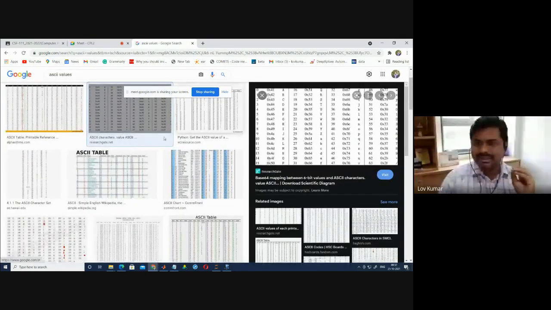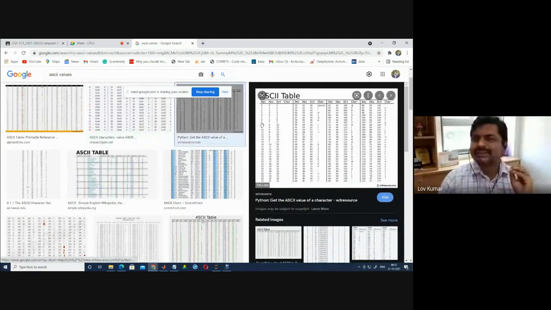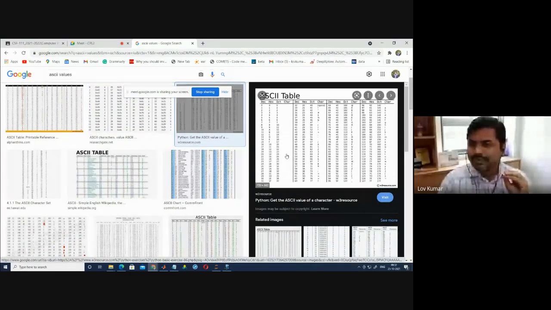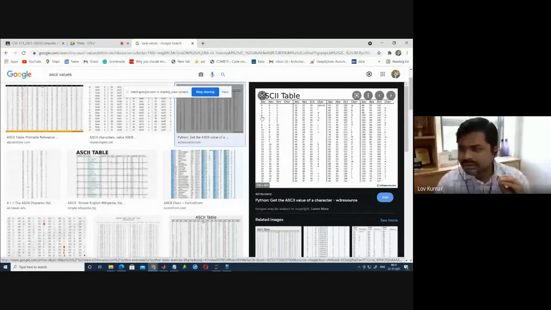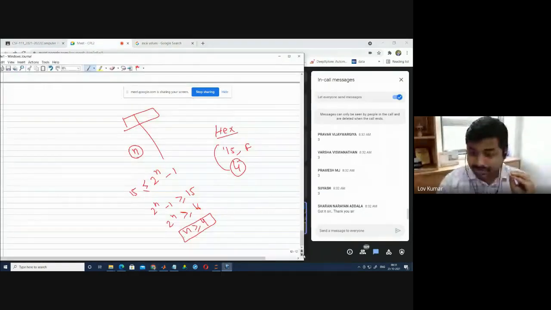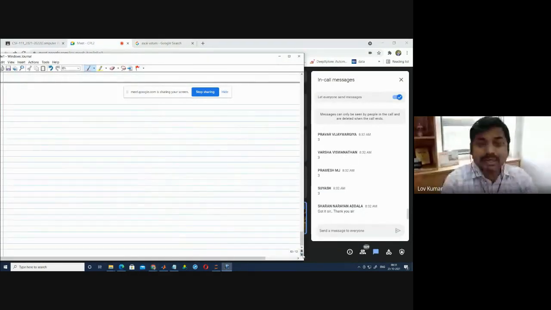Just you can see here, this is the ASCII table. We are going to check for the capital A. It is written in hexadecimal and decimal format. If you are going for the capital A, it is represented as 65. If you are going for a small a, it is represented using 97. This is a very important point. For a capital A, the ASCII value is 65, and for a small a, what is the ASCII value?